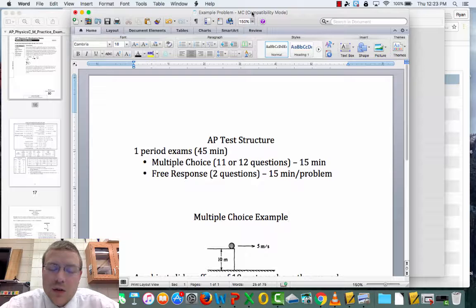You will be given two sections, multiple choice section. It'll be about 11 to 12 questions, and that takes approximately 15 minutes. You will have no more time than the 15 minutes allowed because on average you get 77 seconds per question to answer for the multiple choice.